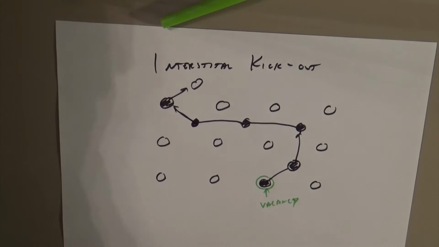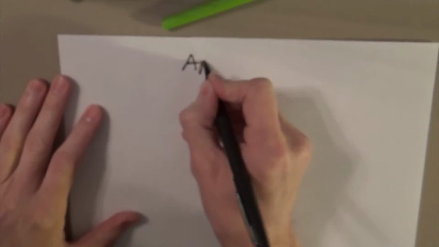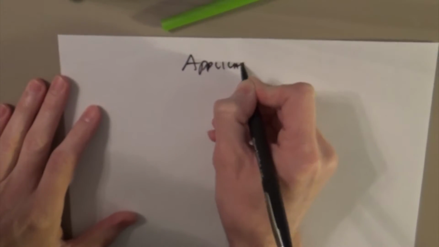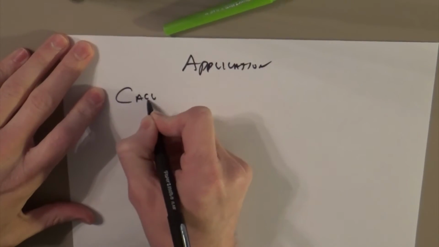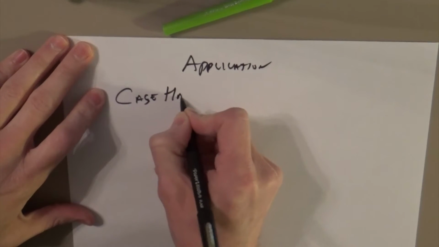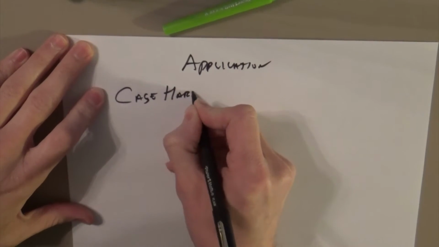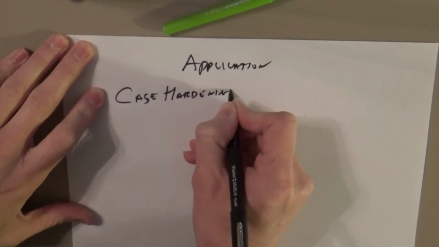So diffusion is extremely important in materials, because we're working with atoms, but it's also important because it's one of the tools that we use for processing. Right? Applications. Right, case hardening of steel.